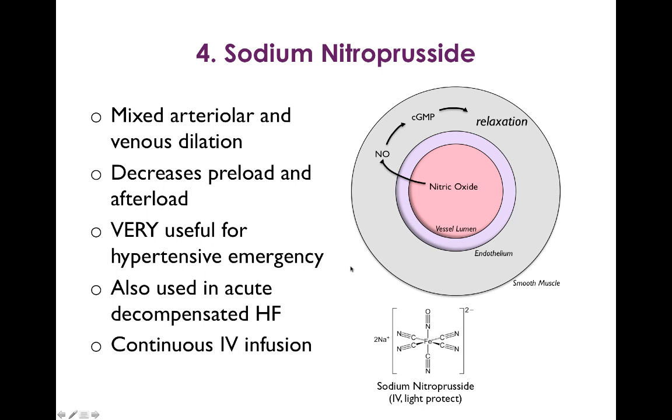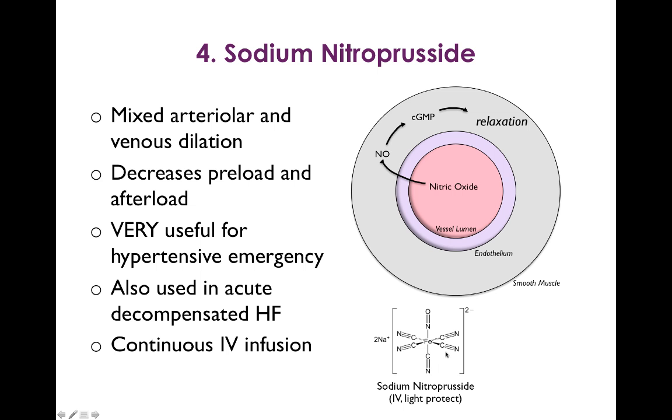Sodium nitroprusside is a pretty similar drug, except it is classified as a drug with mixed arteriolar and venous dilation. This means that it decreases preload and afterload, and because of that, it's very useful in hypertensive emergency. And it's also used in acute decompensated heart failure because dropping preload and afterload in that condition is also useful. It's given as a continuous IV infusion, and in fact it's light sensitive, so it goes around the hospital in a black bag, so you can always tell a patient who's on a nitroprusside drip.